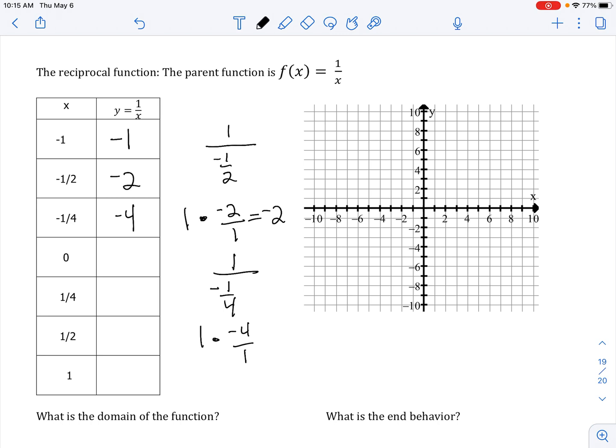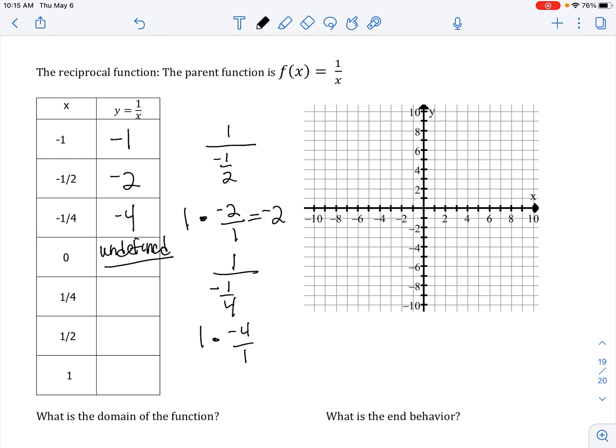If I plug in 0, division by 0 is undefined. So this is undefined, and what we have just done is we have determined a value that is not in the domain of the reciprocal function. So now we know when we go to write the domain, we may not include 0 in the domain.